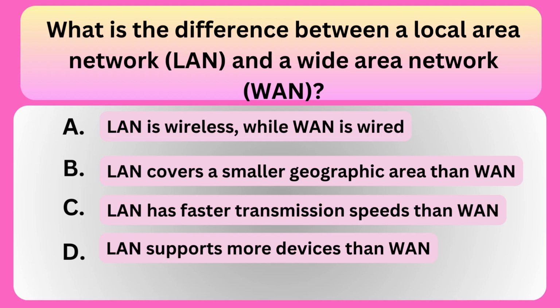What is the difference between a local area network and a wide area network? LAN is wireless while WAN is wired. LAN covers a smaller geographic area than WAN. LAN has faster transmission speed than WAN. LAN supports more devices than WAN. And the right answer is LAN covers a smaller geographic area than WAN.